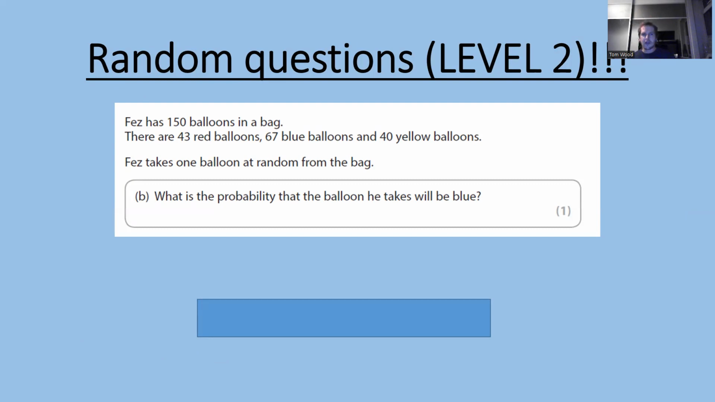So we've got Fez has 150 balloons in a bag. 43 are red, 67 are blue, 40 are yellow. He picks one at random. What is the probability that the balloon he picks is blue? You can see it's like one of those table questions, but even nicer.